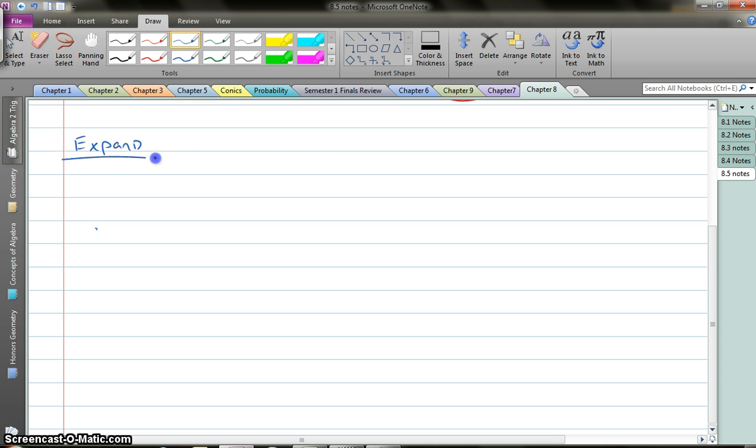What is the purpose of expanding logs? Think about before you solved equations. You had to know how to add and subtract, right? You had to know that x plus 4 equals 16, you subtract 4. You had to know how to do subtraction in order to solve equations. Well, in order to solve logs, you have to know how to expand and condense.